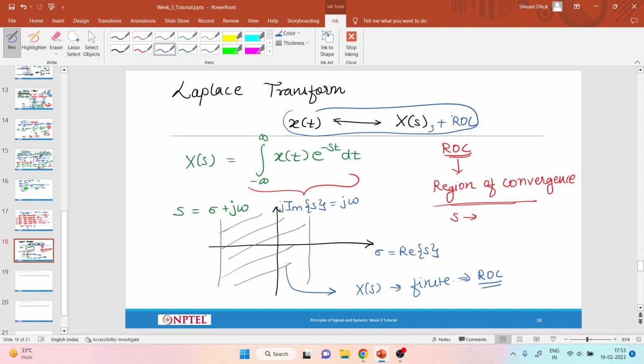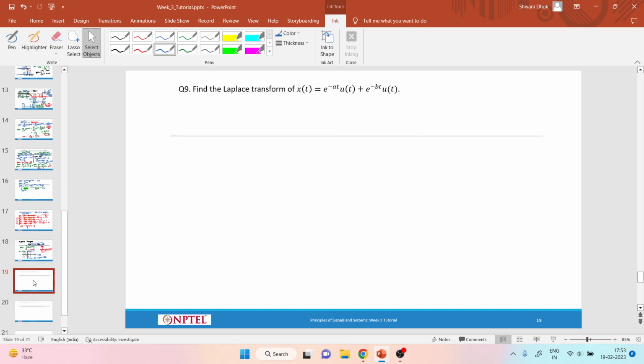It is very important to specify your region of convergence in your Laplace transform. And this region of convergence is very useful in understanding the behavior of your systems, behavior of your signals, and everything. So this is really an important quantity, and you should know how this has to be found out. So for that, I'll take two examples which will give you some insights regarding your region of convergence.